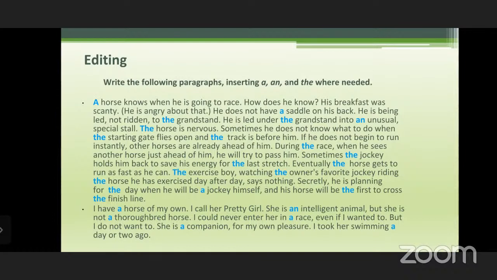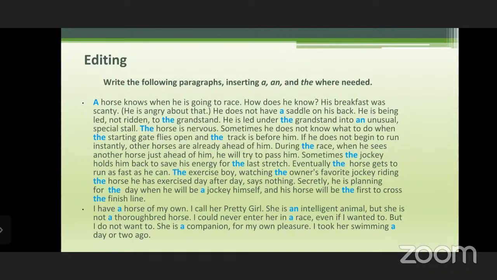So saddle is also used for the first time. So you have to use the indefinite article based on the pronunciation. Saddle, S sound, which is a consonantal sound. So you have to use the indefinite article a. He is being led, not ridden, to dash grandstand. This is actually used in a particular sense, the grandstand. So you have to go for the definite article, the.